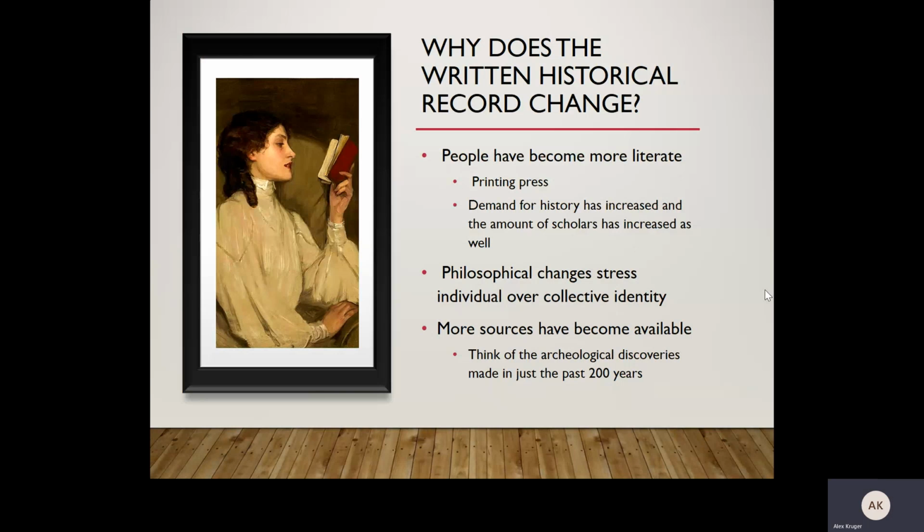So why does the historical record change? We went over this last time. Why does history change? Well, because things change in the world. People become more literate. The printing press made it so you could print books instead of having to write them by hand. So a lot more books were available then, so people became more literate, and then the way written history changed. It changed because everyone could read, so they started writing to people instead of just to priests.